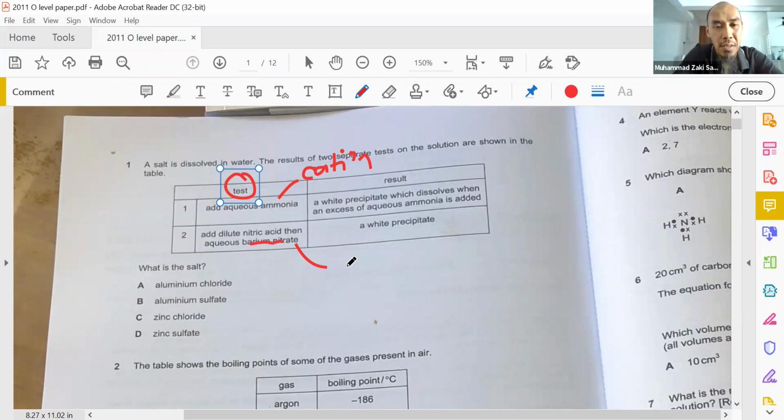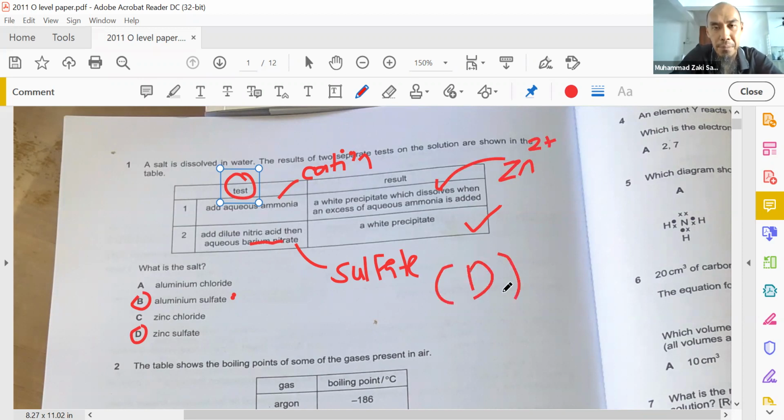Barium nitrate is the test for sulfate. Sulfate is a positive test, so it should be either B or D. But you need to look at the aqueous ammonia. Aqueous ammonia, white precipitate dissolved in excess ammonia. This should indicate that it is zinc ion present. Please take a look at the QA notes. For theory, you need to memorize. So this is D. Right, let's move on to the next question.